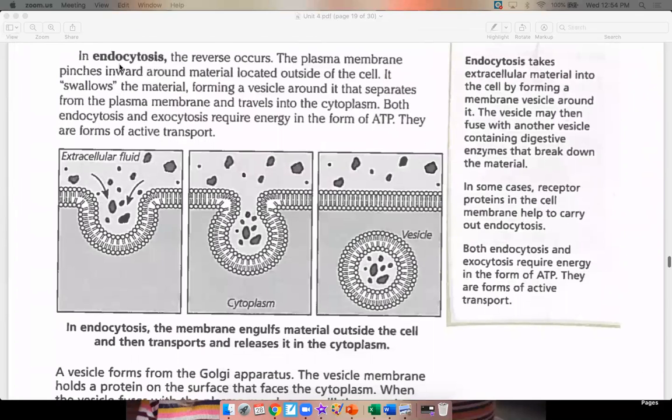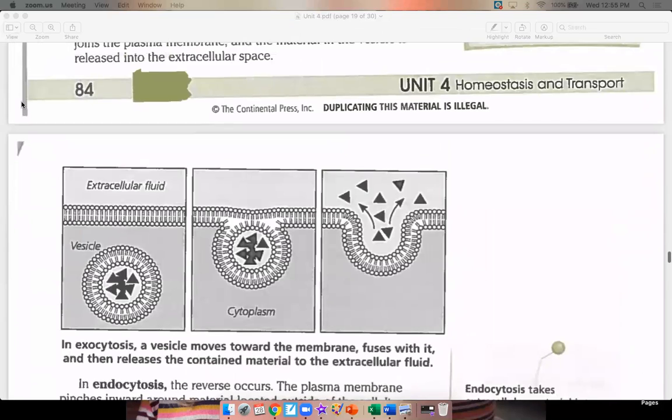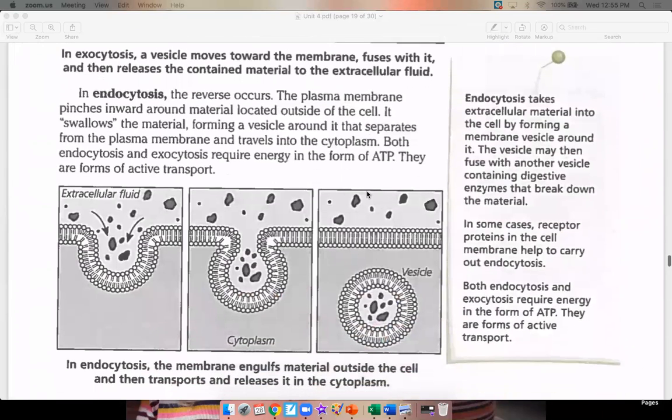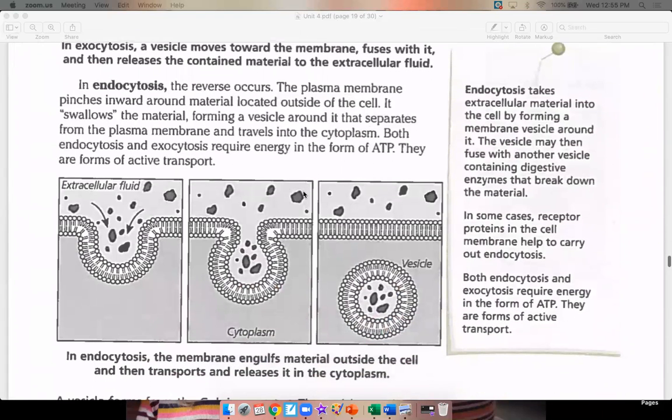In endocytosis, the reverse occurs. So this is exocytosis, making the material exit the cell. This is endocytosis, making the material enter the cell.